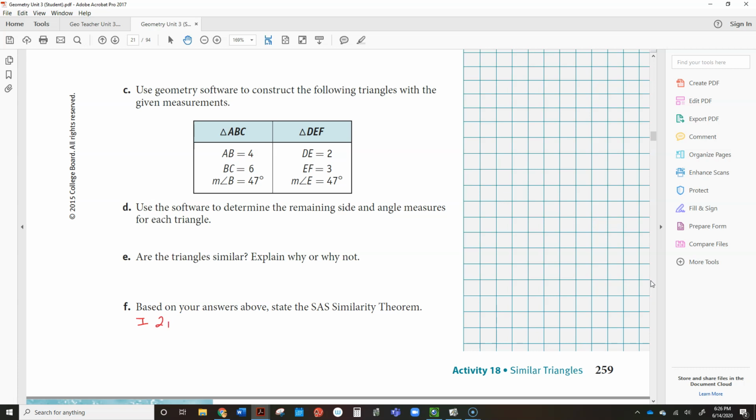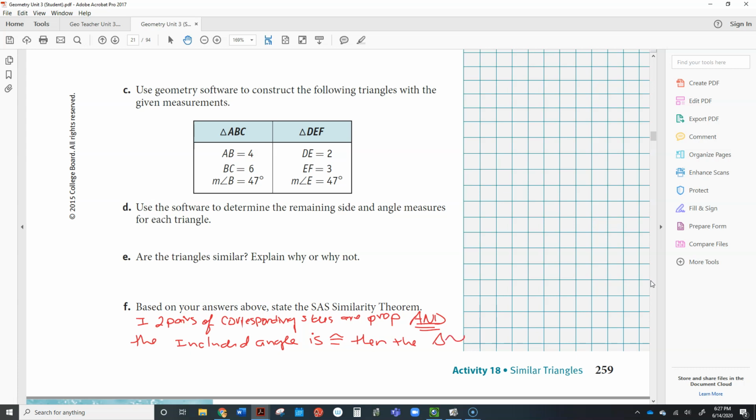two pairs of corresponding sides are proportional. Now, here's the other important piece. And the included, you got to be careful here, the included angle is congruent, then the triangles are similar.